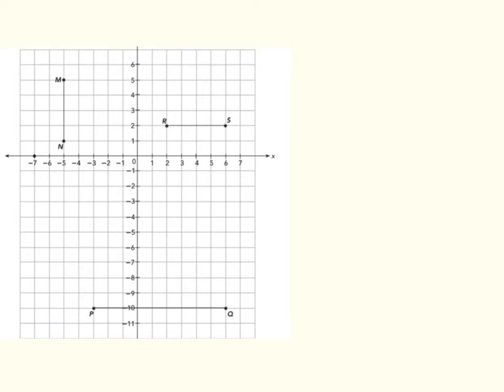Now let's find the lengths of line segments that are parallel to the x-axis or the y-axis. Let's begin by finding the length of segment RS. Segment RS joins the points R, which is at 2, 2, and S, which is at 6, 2. Since the y-coordinates of points R and S are the same, we know that RS is a horizontal line segment.